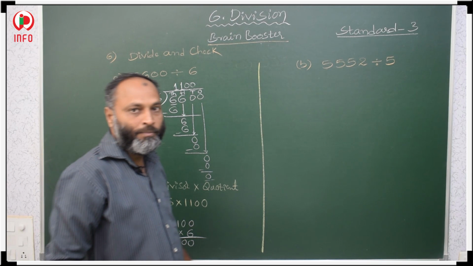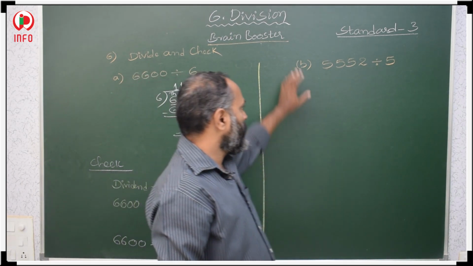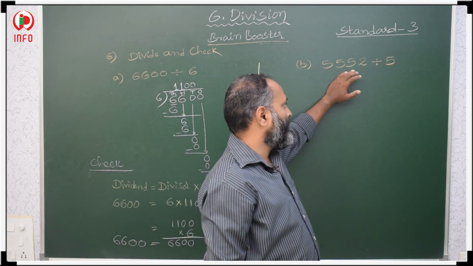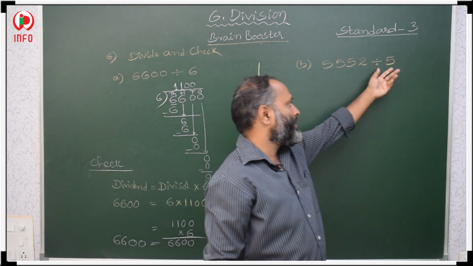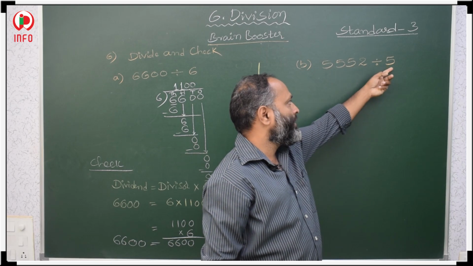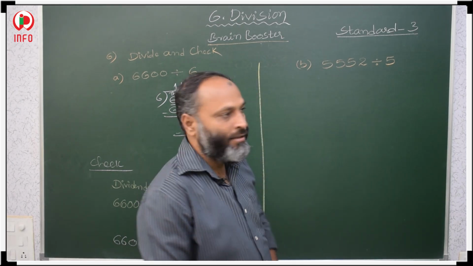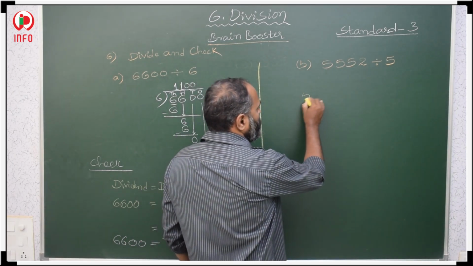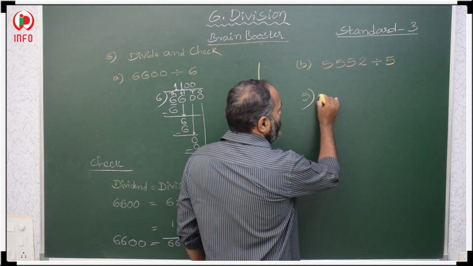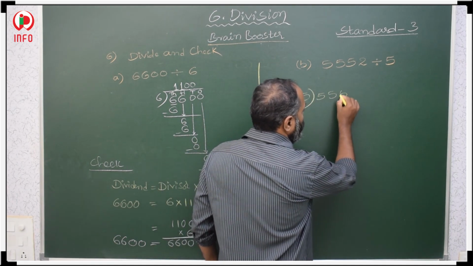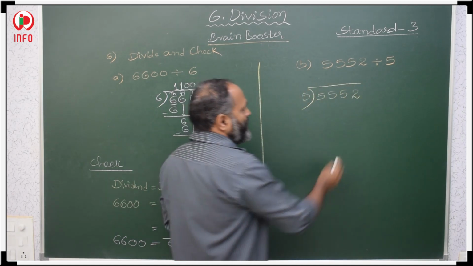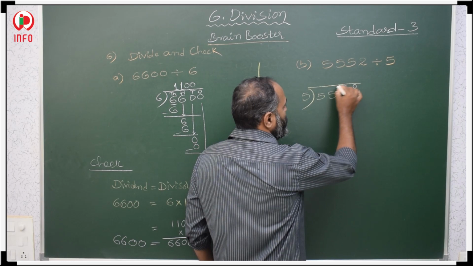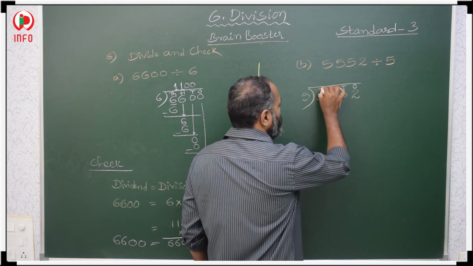Okay. Next, the second one, 5552, this we have to divide with 5. This is the divisor and this is the dividend. So the divisor divides this dividend. So 5 divides 5552. Then this is ones place, tens place, hundreds place, and thousands place.